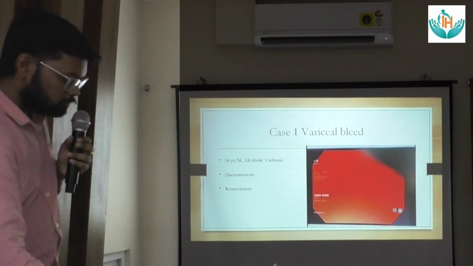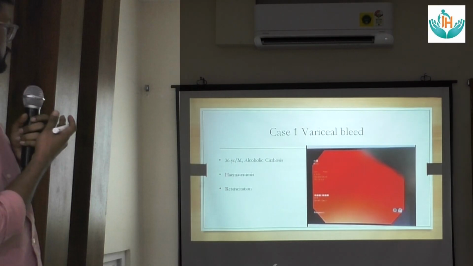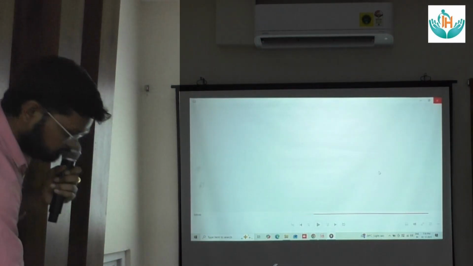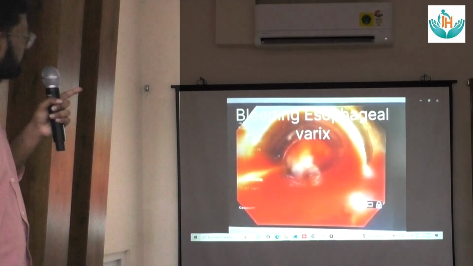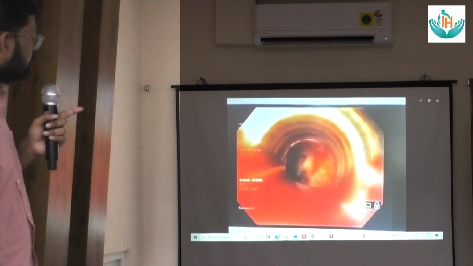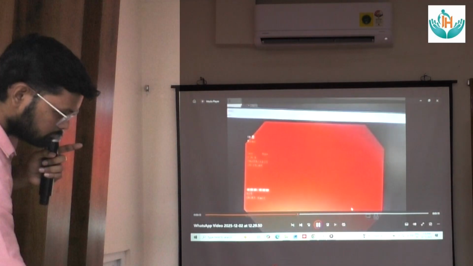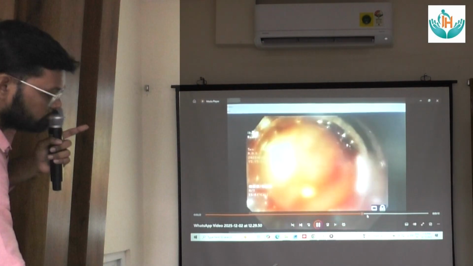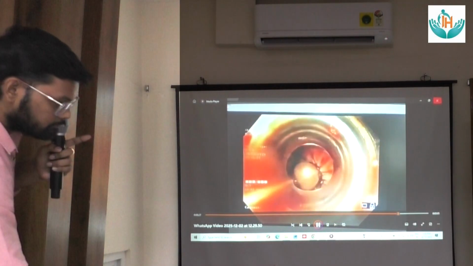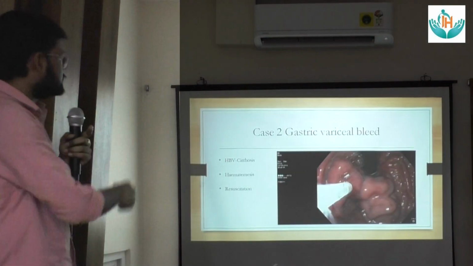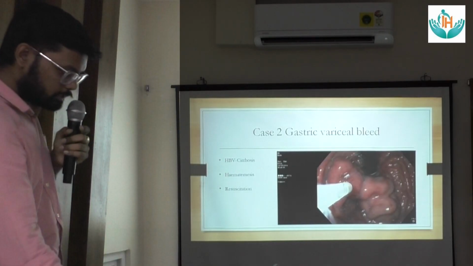This is a case of variceal bleed having active spurting of esophageal varices. We can see there is an active spurt from the esophageal varices. Once the EVL was done, the bleeding has been controlled. We have applied the band. After the band was applied, the varix bleed has been controlled. This is a large gastric varix causing upper GI bleed. We injected glue into the varix, and hemostasis was achieved after injecting glue.